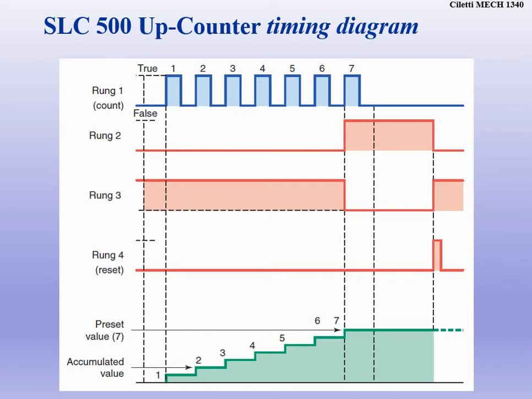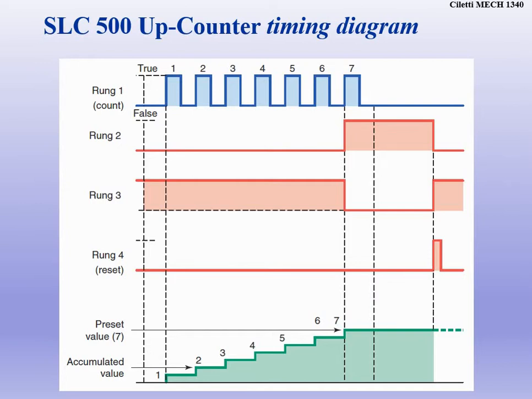When we get to the count of 7, rung 3 is going to go to 0. Then, if you look at rung 4, that's the reset button. Once we've reached our count and stayed at that count of 7, we hit the reset. What happens on the reset value? Our accumulated value is going to drop down to 0.